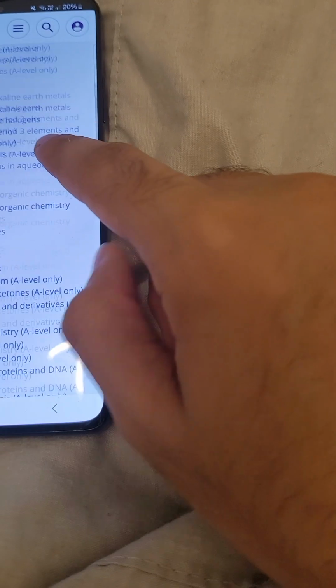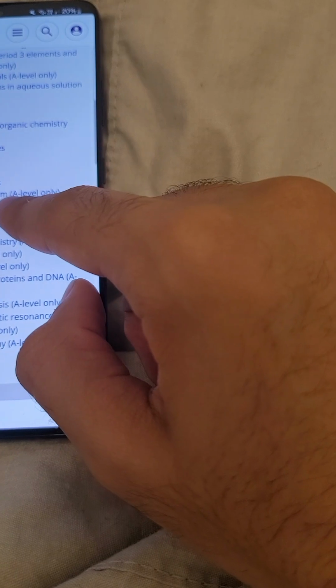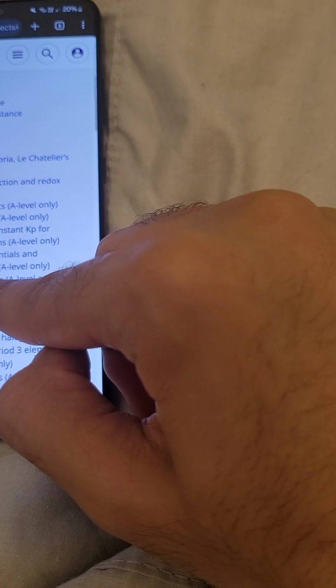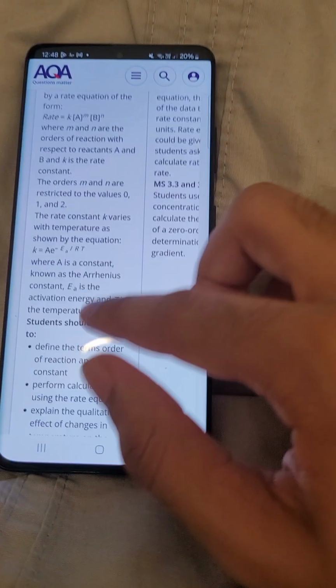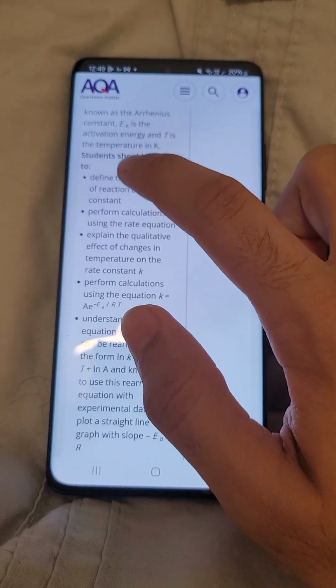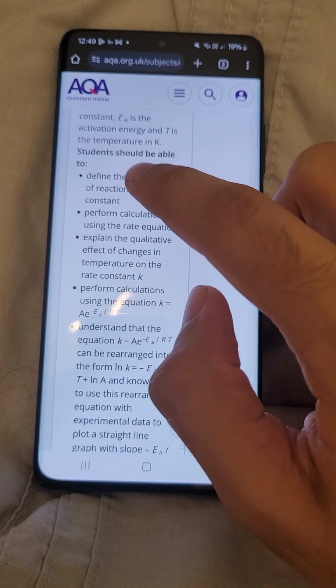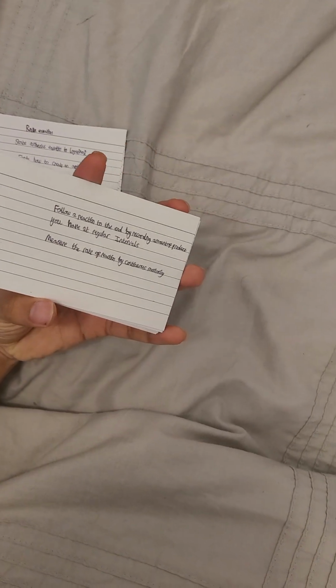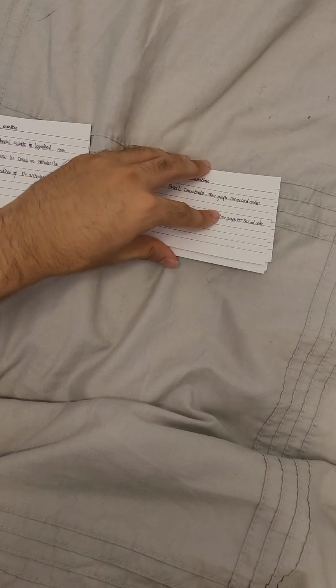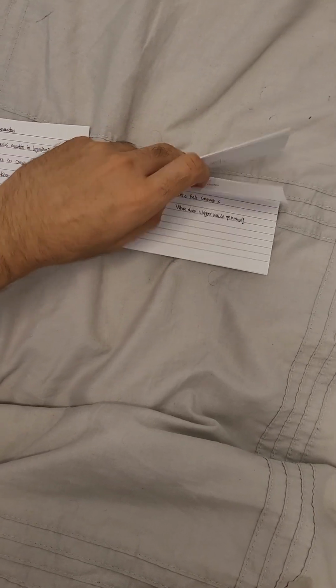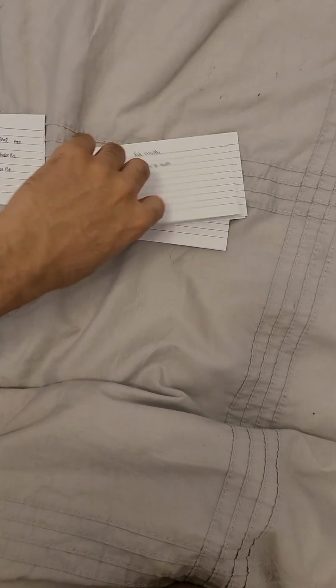This is rate equations. So you need to be able to define the terms order of reaction and rate constant. Okay, perfect. So yeah, this is not useful because I just went through order of reaction. I don't know why I did that twice. Order of reaction: the power to which the concentration of reactant is raised to in the rate equation.